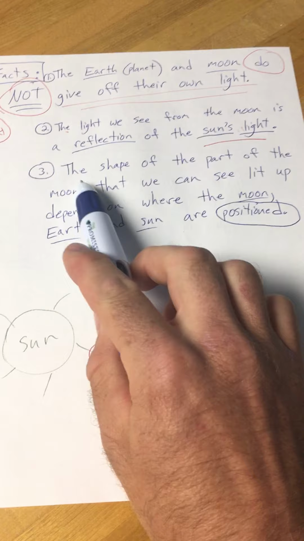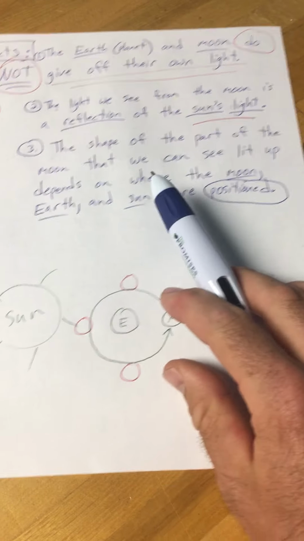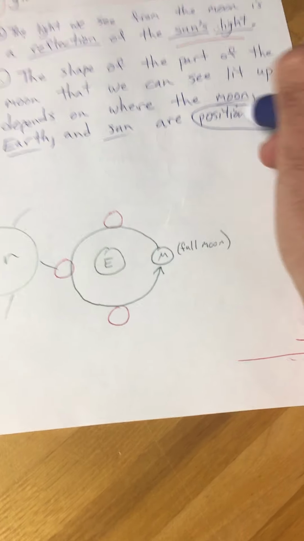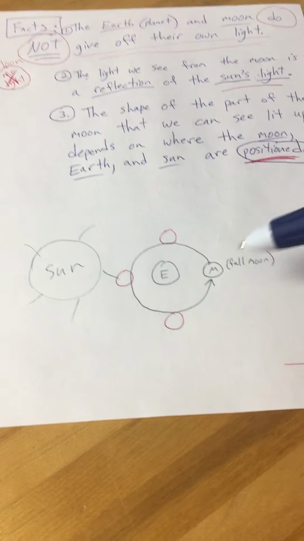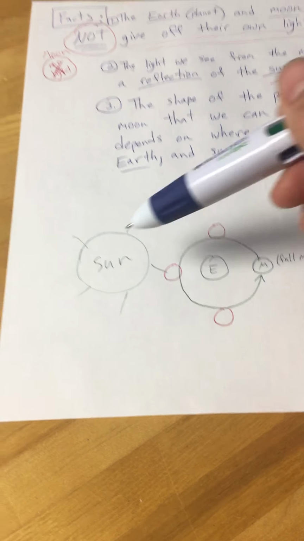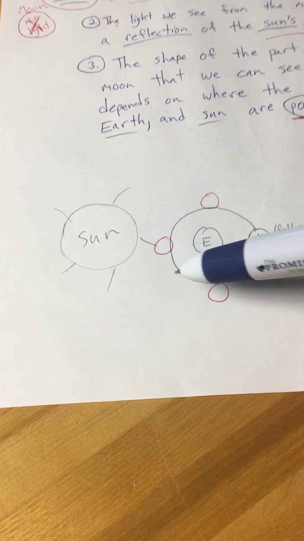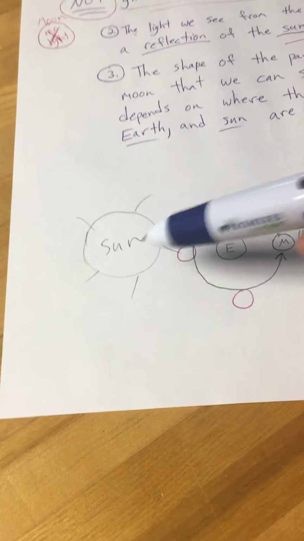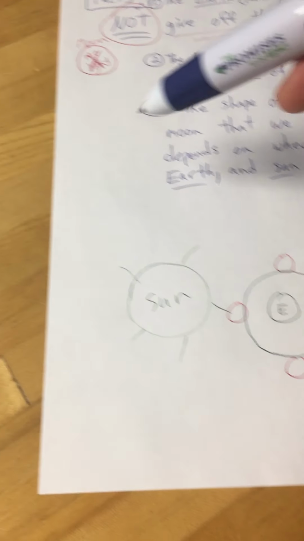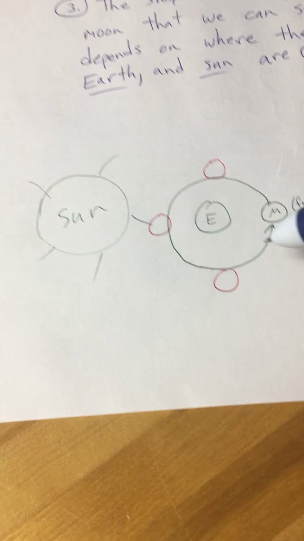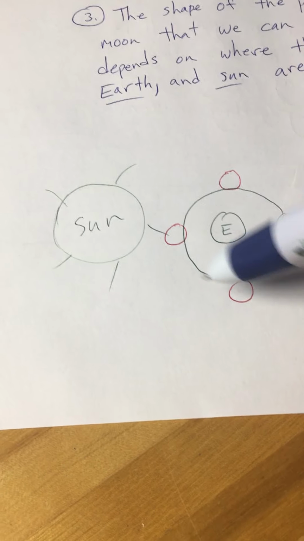All right? And number 3, the shape of the part of the moon that we can see lit up depends on where the moon, Earth, and sun are positioned. Okay, so these different phases depend on where the moon, the Earth and the sun are positioned. But it really has to do with where the moon is compared to the Earth, because we move around the sun once a year, and the moon moves around the Earth once a month. So this is something that happens once a month. So it's really the position of the moon compared to the Earth and the sun.